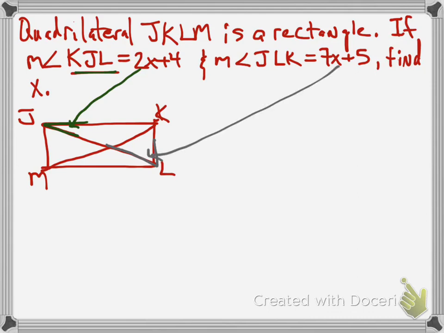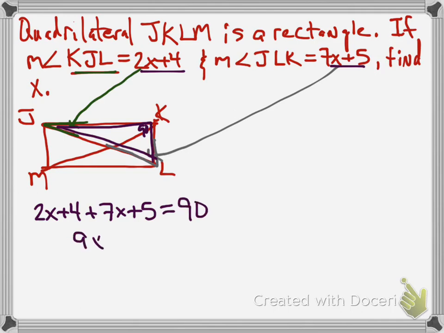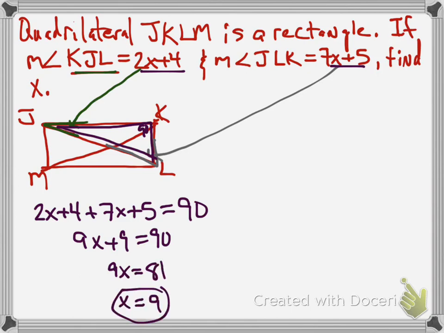And at angle K by itself, you can see a little triangle being formed here. Right there at K, we know that's 90 degrees. So that means these two other angles, KJL and JLK, add up to 90 degrees, because all triangles add up to 180, and if you take away that 90, those two are complementary. So I can add these two together and say they're equal to 90. So 2x plus 7x is 9x. 5 plus 4 is 9. Subtract 9 and divide by 9, and you get x equals 9. There's a lot of 9s.